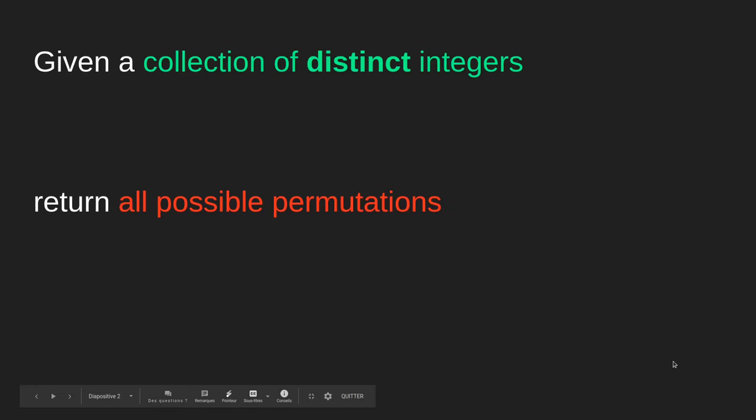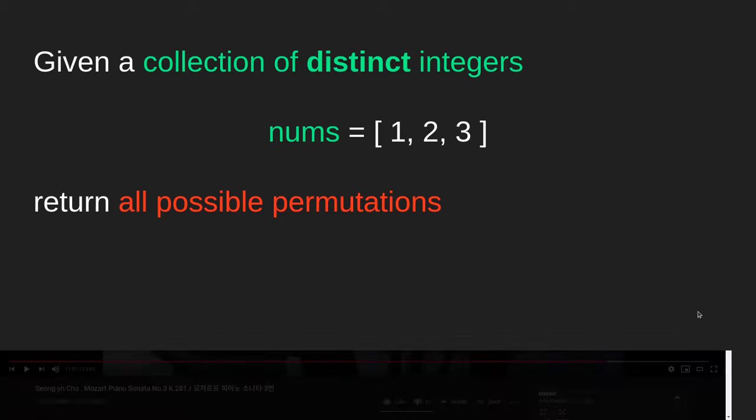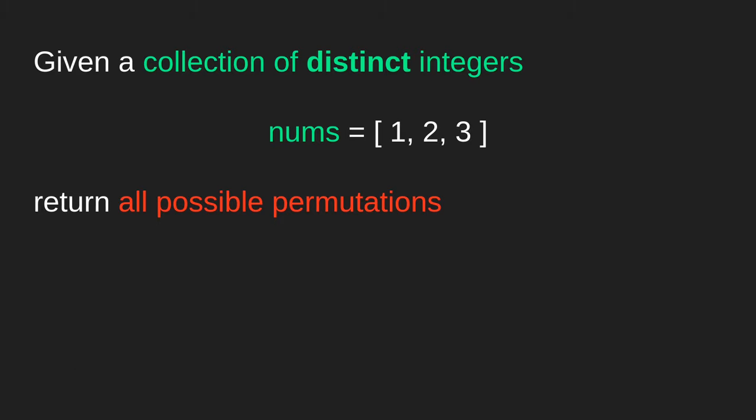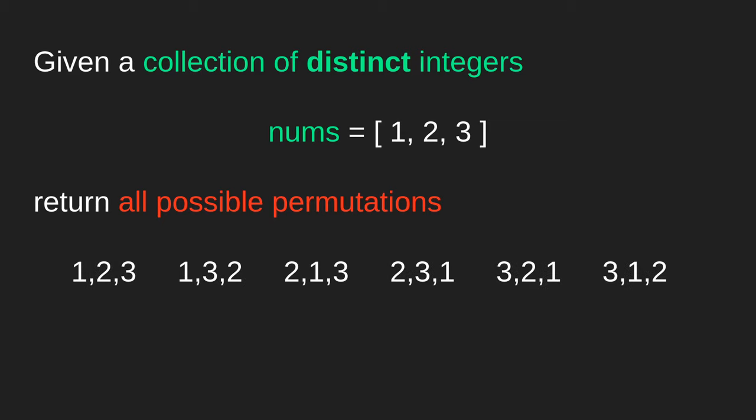So the description of this problem is quite simple. Given a collection of distinct integers, return all possible permutations. So we are given an array we call nums that will contain numbers like 1, 2, and 3, and we want to output all the possible permutations like 1, 2, 3, 1, 3, 2, 2, 1, 3, 2, 3, 1, 3, 2, 1, 3, 1, 2. So the description of this problem is quite simple, so we can start thinking about the solution.